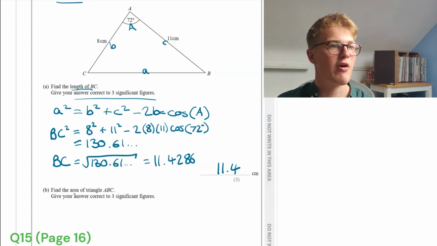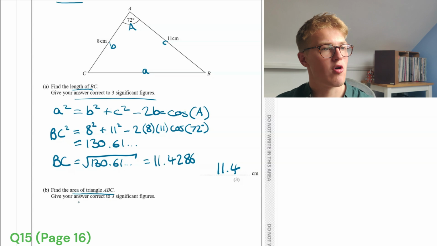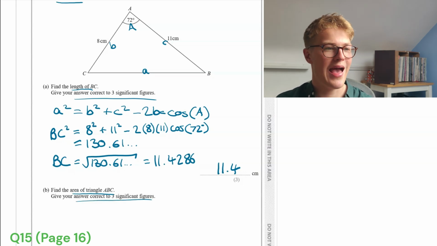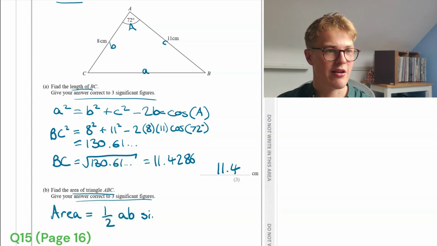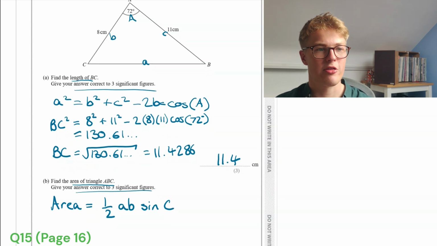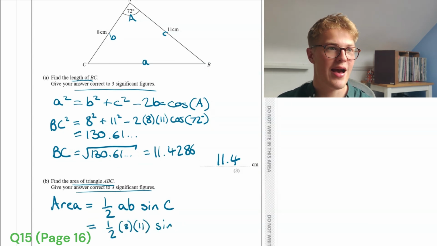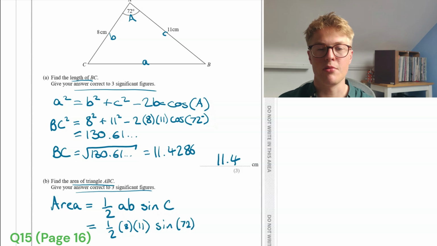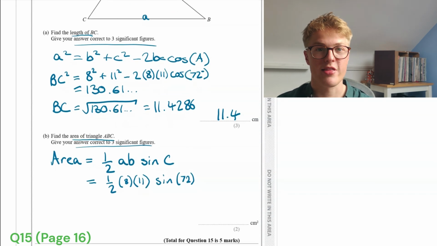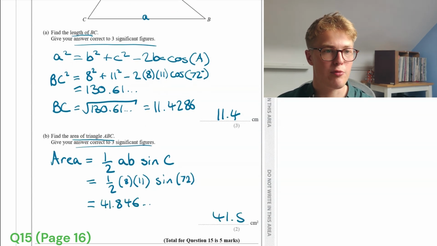Find the area of triangle ABC, give your answer correct to 3 significant figures. So the area of a triangle is a half ab sine C. In this case, C is going to be our angle 72 degrees, and a and b are going to be 8 and 11. So we do a half times 8 times 11 times sine 72, and that is 41.846, which is 41.8 to 3 significant figures.